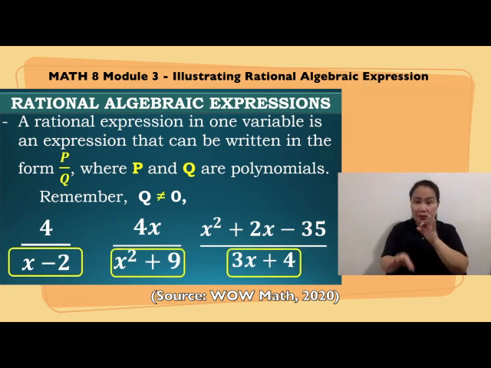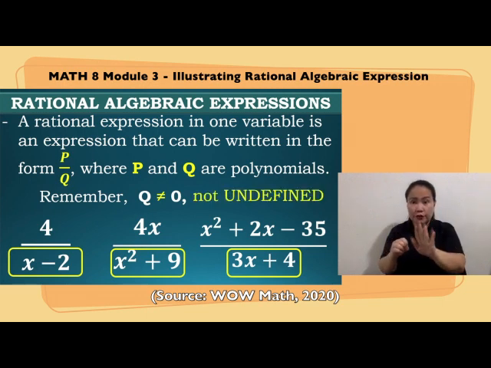Dahil kapag nag-0 itong mga denominator natin, then yan ay maiko-consider nating undefined. So, kapag itong denominators natin ay hindi nag-equal sa 0, remember, Q should not be equal to 0 for your expression not to be undefined. Okay? So, tatandaan na para hindi maging undefined ang expression natin, dapat ang denominator natin ay hindi mag-equal sa 0.